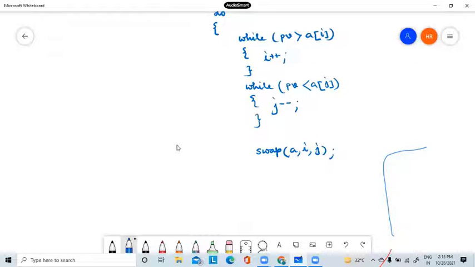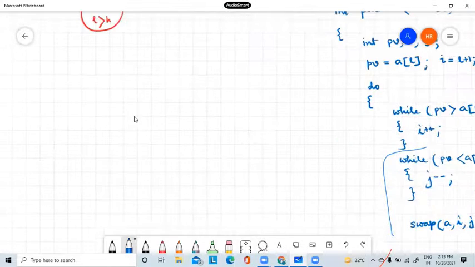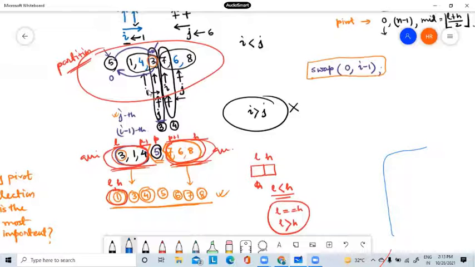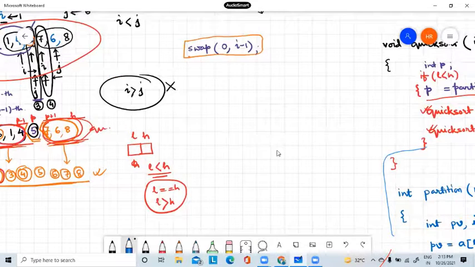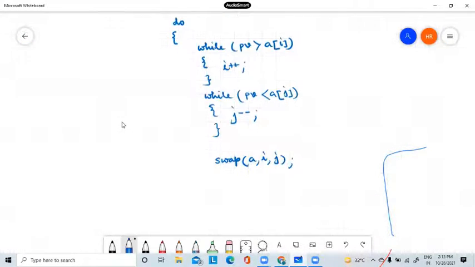Now see, this swap will be performed if the values of i and j have a relation like this, i is less than j. If somehow i and j cross each other, or i becomes greater than j, I will stop. Correct? So if i is less than j, then we have to perform this swap operation. Else, if i becomes greater than j, I will break this do loop.